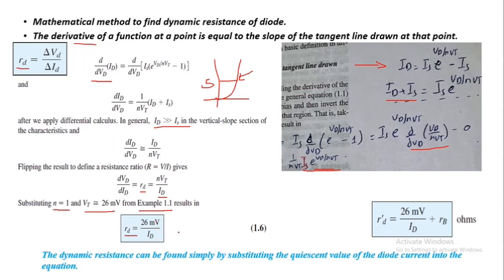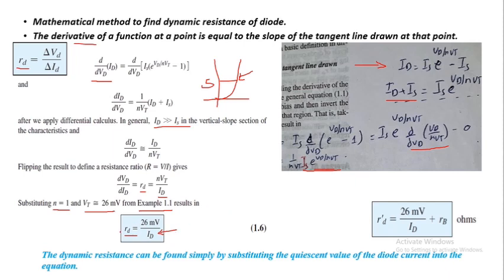Putting n equal to 1 and vt equal to 26 millivolt will give us rd equal to 26 millivolt over id. That is, you can find dynamic resistance by simply substituting the quiescent point value of diode current into the equation. You just need to know the value of id flowing through the diode, and you can find AC or dynamic resistance with this equation.